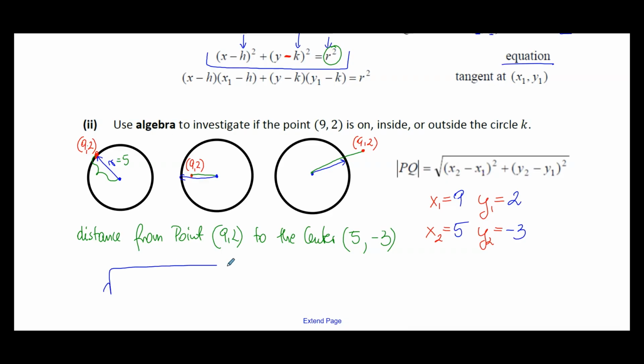So now let's replace our letters. Bracket x2, my x2 is 5, minus x1, which is 9, close bracket, and don't forget the power of 2, plus, again open bracket, y2, my y2 is minus 3, minus y1, which is 2, close the bracket, and again, let's not forget the power of 2. All we do is put that in the calculator, press equal, and we get 6.4. That's the length. So that means the point is actually outside of the circle, because that distance is longer than 5.